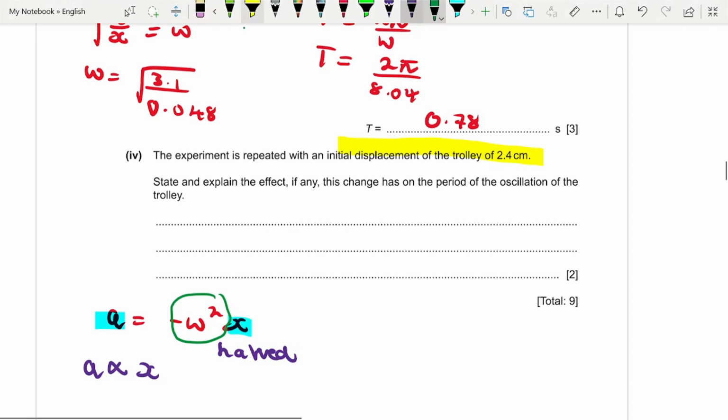But ω affects the period. Remember, we calculated the period using ω. We didn't use anything else. We calculated the period of the oscillation using ω. So if ω didn't change, that means the period didn't change. So how do we state and explain that?